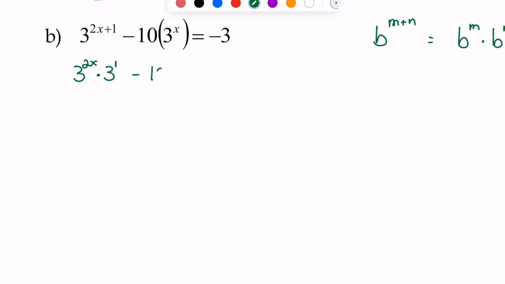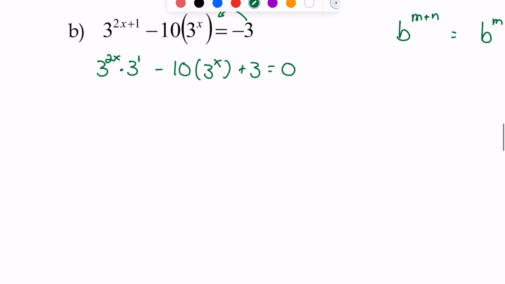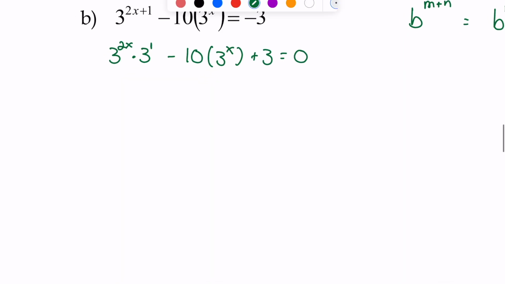And let's just rewrite the other ones. At the same time, I'm going to bring this minus 3 over. So that becomes plus 3 because I want to set this equal to 0. Okay, so it's still not quite similar. I'm going to rearrange this first one here. I'm just going to put that 3 in front. So that's this, and 3 to the 1 is just 3. So it's 3 times 3 to the 2x, minus 10 times 3 to the x, plus 3, equaling 0.